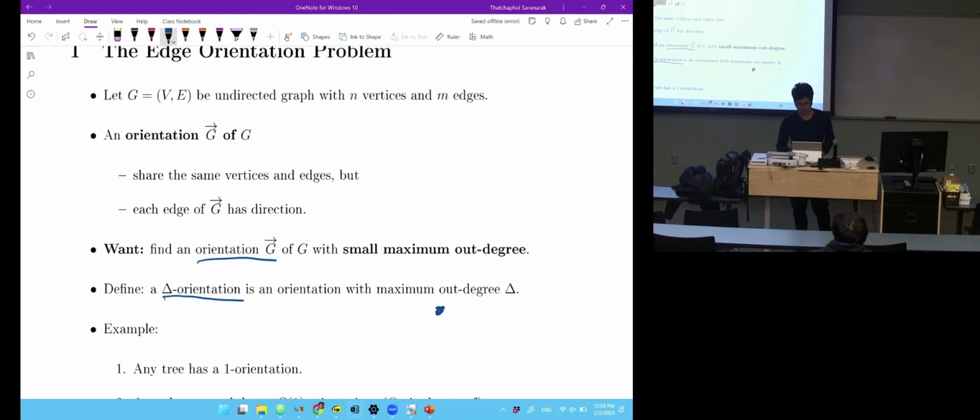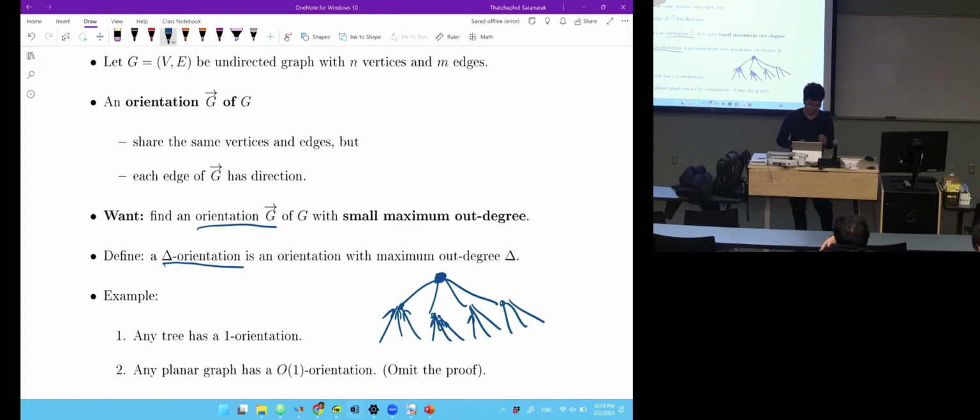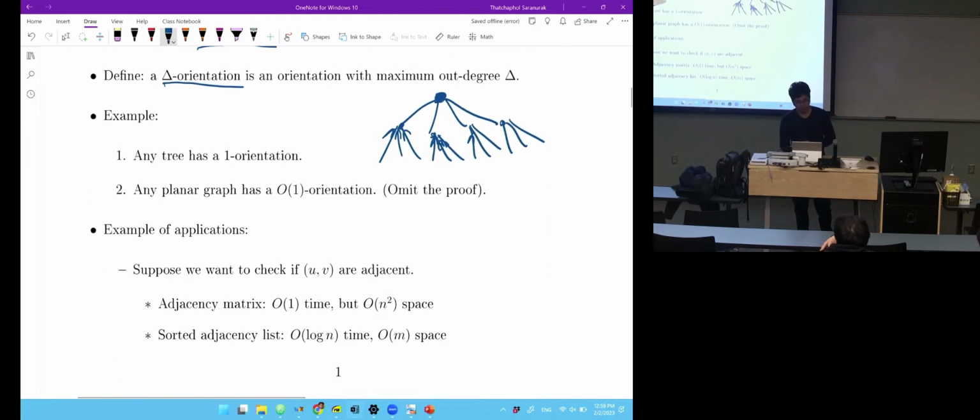If you have a tree, first of all, you can just root it at any node and write down the tree like this. And then, what if I just point everyone to its parent? Then the out degree of everyone is just 1, except the root, whose out degree is 0. Okay. So that's a very simple orientation. And actually, any planar graph will have a small orientation as well, but I will not show you.